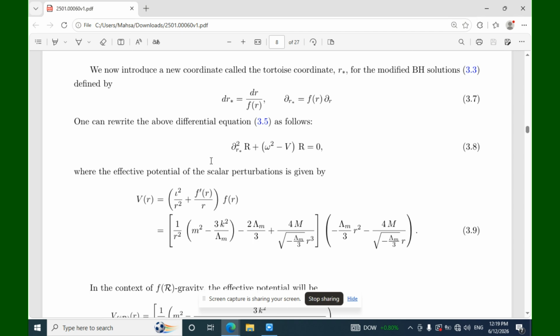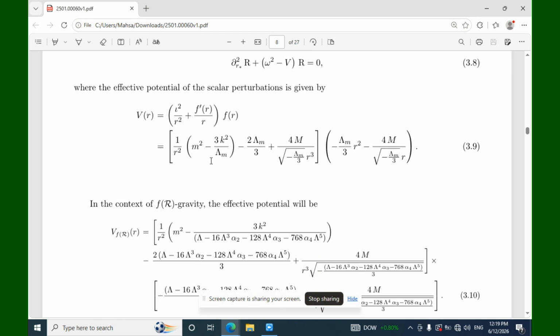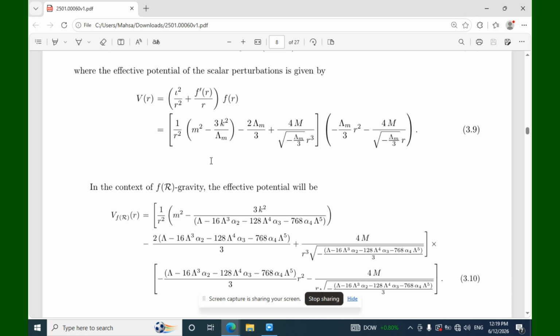One can rewrite the above differential equation 3.5 as follows: the second derivative of R with respect to r star plus omega squared minus V(r) times R is equal to 0, where the effective potential of the scalar perturbations is given by V(r) equal to n squared divided by r squared plus f prime of r divided by r f(r), which is equal to 1 divided by r squared multiplied by n squared minus 3 cos squared divided by im minus 2 im divided by 3, plus 4m divided by square root of minus im divided by 3 r cubed, multiplied by minus im divided by 3 r squared minus 4m divided by square root of minus im divided by 3 r.